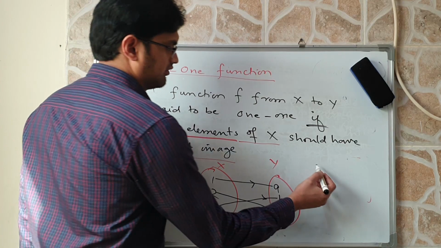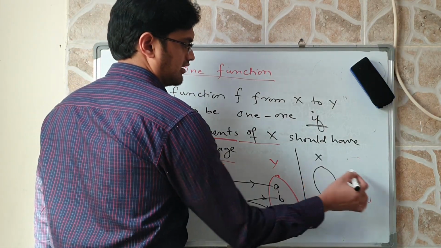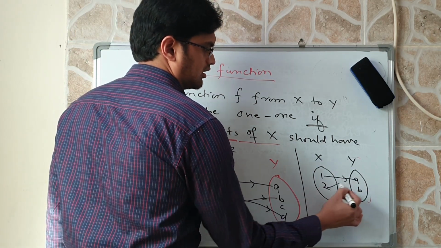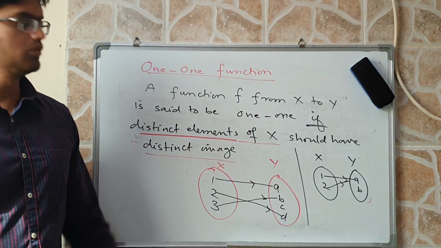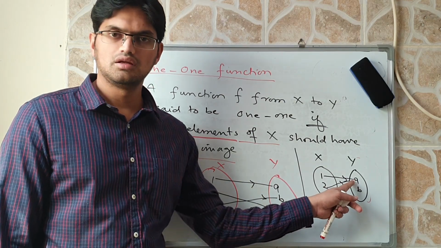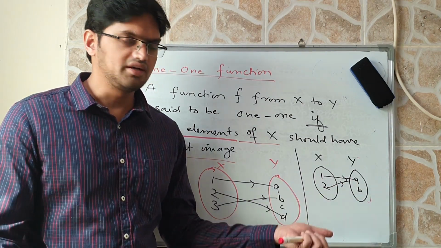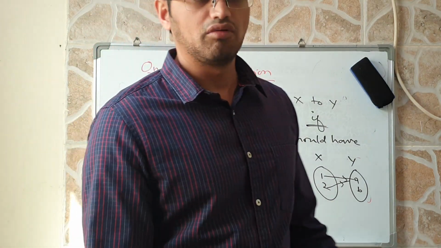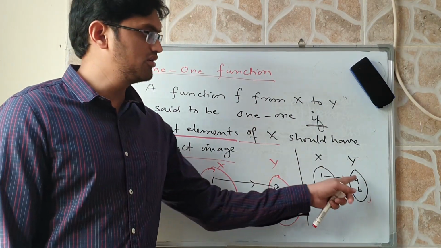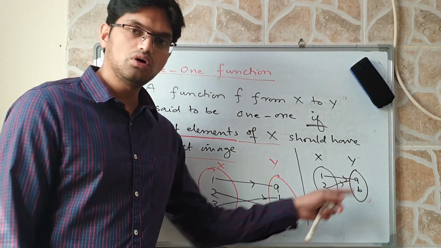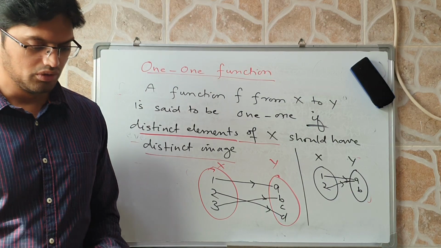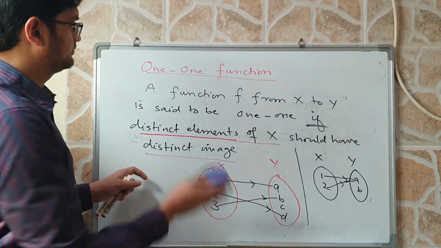If suppose I have taken X and Y, 1, 2, a, b. Now you see what I am doing. What is the image of 1? A. What is the image of 2? A. The elements are different, 1 and 2 are different, correct? But what about the images? The image of 1 is A, the image of 2 is also A. So the images are becoming the same. So it is not one-one.